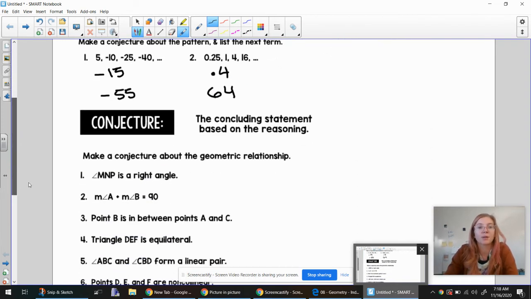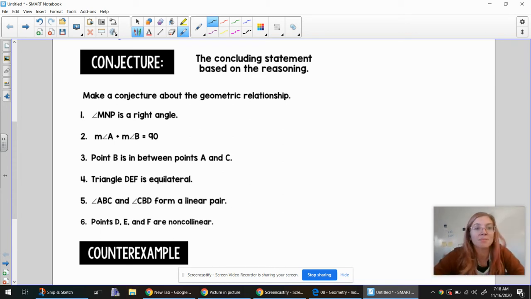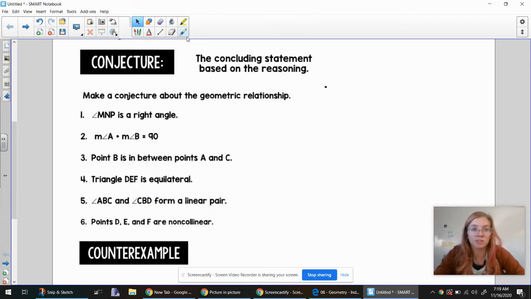The next vocabulary word we need to look at is conjecture. A conjecture is a concluding statement based on reasoning. Sorry, it's not letting me go over to my answer key. There we go. A concluding statement based on reasoning. So we're going to look at this reasoning and we're going to make a conjecture about the geometric relationship.